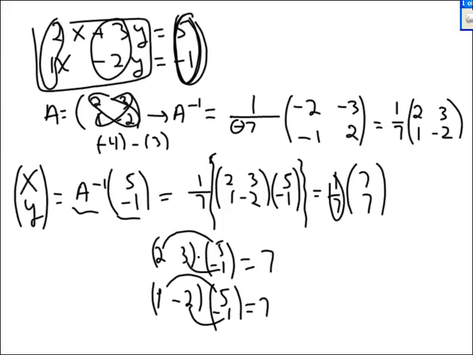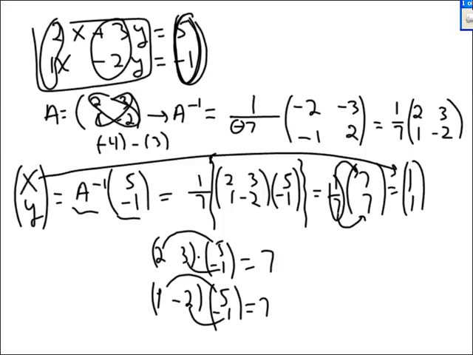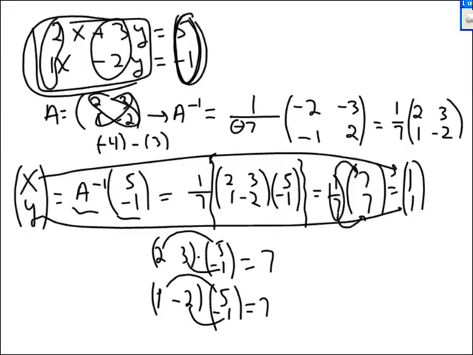And when you do 1/7 times 7, you get 1. So x is equal to 1. y equals 1. We solved our first system of equations using inverses. Just find the inverse of the coefficient matrix, multiply it by the right-hand numbers, and go on to the next problem. It's that simple.